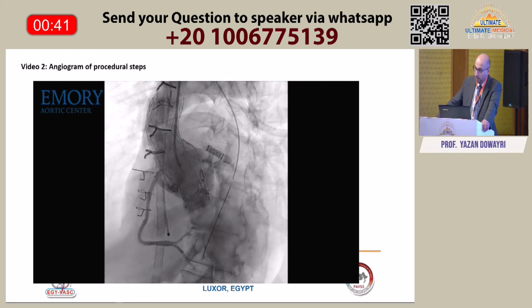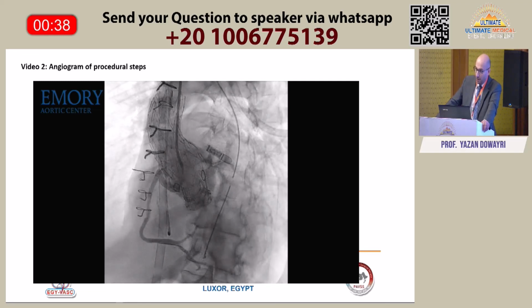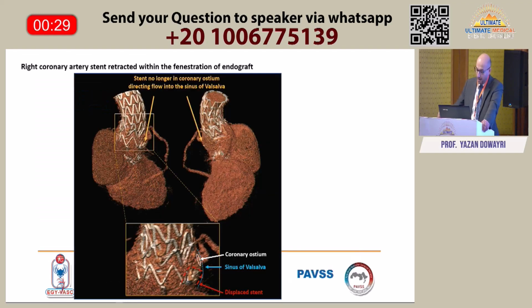Weaned off VA ECMO, did okay for an hour, and then developed right heart failure. I was unable to interrogate the problem clearly intraoperatively, so I had to place the patient back on VA ECMO and took him to a CT scan. This showed migration of the stent in the right coronary artery into the sinus of Valsalva away from this fenestrated stent graft.